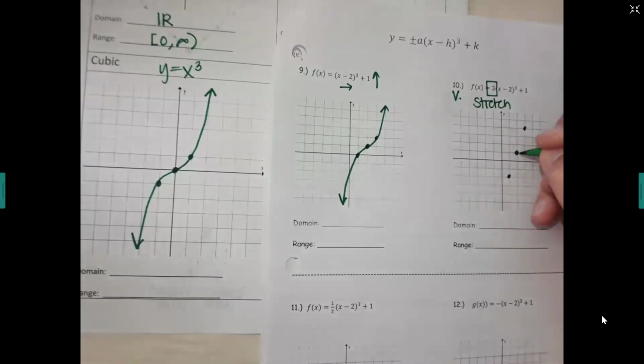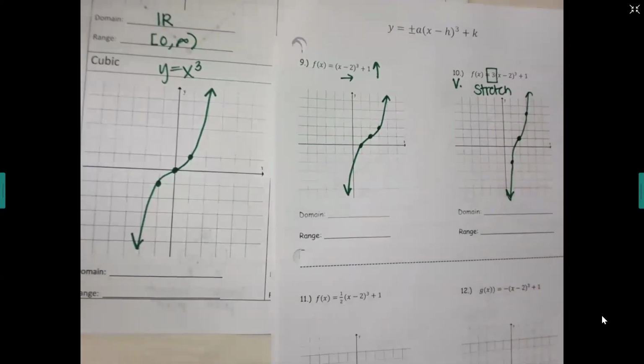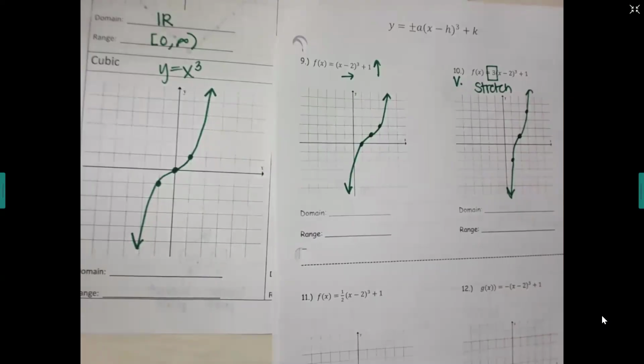Okay, then this arm's up, this arm's down. And you'll notice that your squiggle gets a little bit steeper, but overall it still has the same shape.